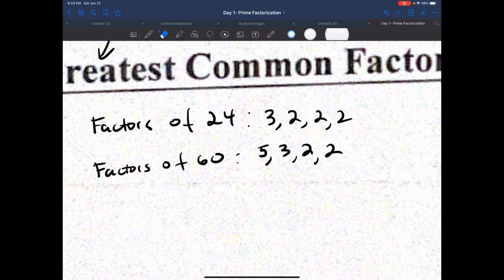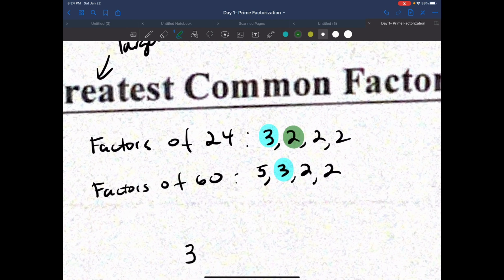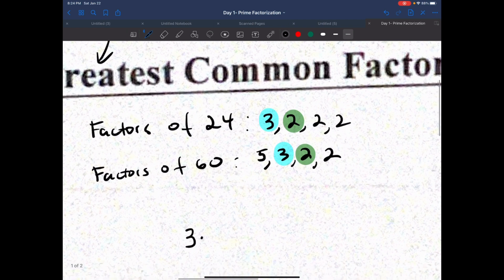Okay, I'm going to indicate with a highlighter that the factors of 24 have a 3, and the factors of 60 also have a 3. So let's highlight that. This here has a 3, and this here has a 3. And I'm going to write my 3 right there. And then I see that this here has a 2 and this here has a 2. So I'm going to put that right here, separating with a multiplication sign, so I do that too.